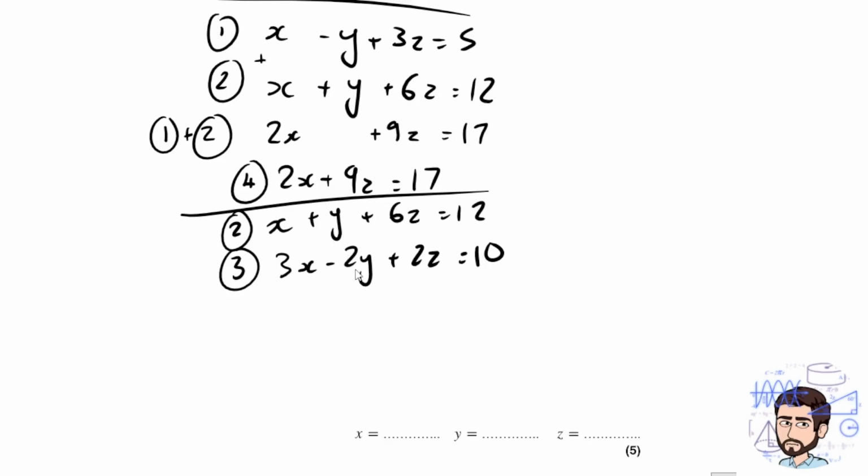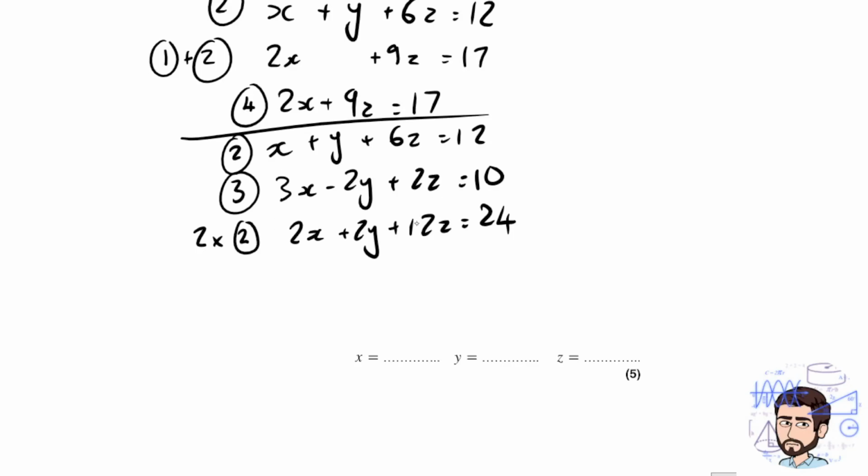Now you'll notice that the number of y's are not the same here. So what am I going to do? Well, I'm going to multiply equation 2 by 2, because then that'll make the y's the same. And when you multiply an equation by 2, you've got to multiply everything by 2. So I get 2x plus 2y plus 12z is equal to 24.